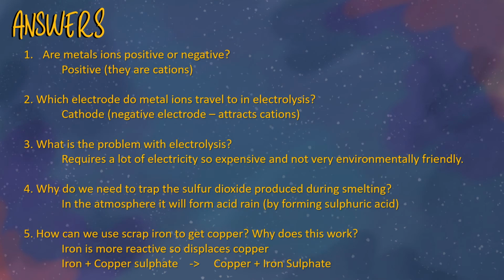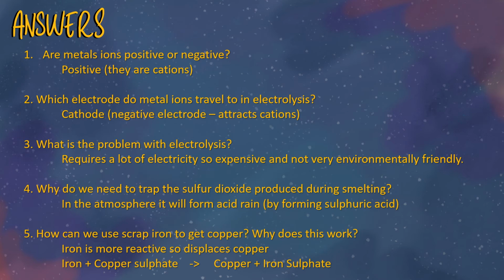Answers. Are metal ions positive or negative? They are positive. They are called cations. Number 2, which electrode do metal ions travel to in electrolysis? They travel to the cathode, which is the negative electrode. Number 3, what is the problem with electrolysis? It requires a lot of electricity, so it's expensive and not very environmentally friendly.